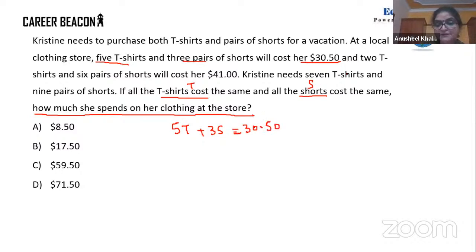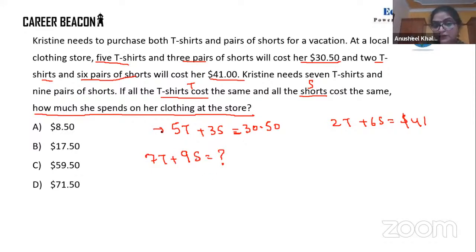The next information is 2 t-shirts and 6 pairs of shorts will cost $41. And the question is asking, Christine needs 7 t-shirts and 9 pairs of shorts. So the question is asking how much she spends. So the question is asking what is the cost of 7 t-shirts and 9 pairs of shorts. Now, how can we answer the question?